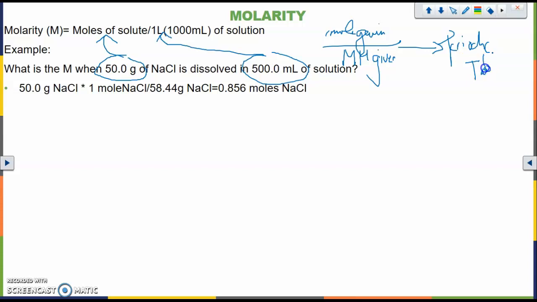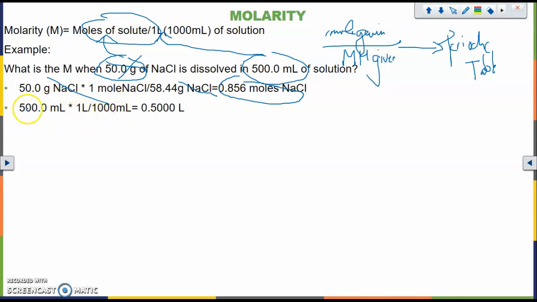You took the atomic weight of 1 sodium and added that to the atomic weight of 1 chlorine, and that's how you came up with 58.44 grams. Again, this is also a dimensional analysis problem. You do the math, it came out to be 0.856 moles. We're still following the rules for significant figures, 3 significant figures. So this is taken care of. However, we have this other problem.